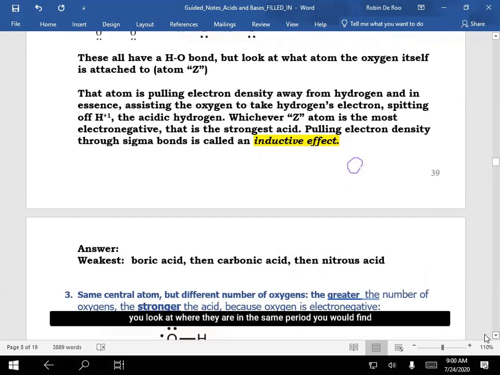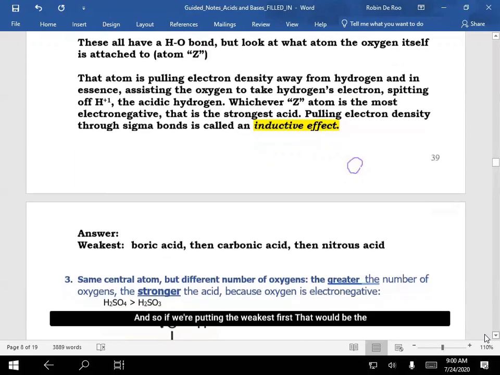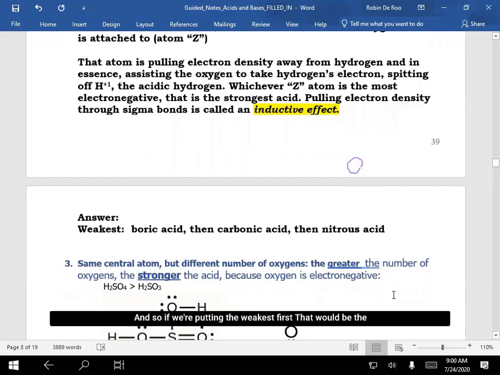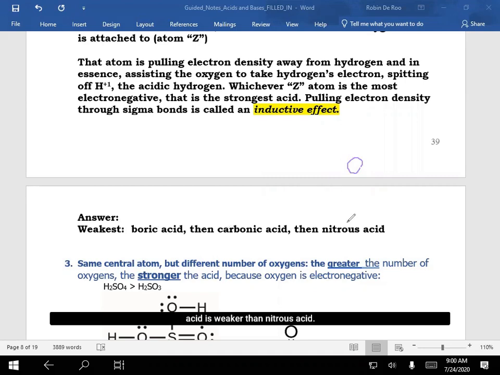So if you look at where they are in the same period, you would find that nitrogen is farther to the right of carbon, carbon is to the right of boron, and so nitrogen is more electronegative than carbon, carbon is more electronegative than boron, and so if we're putting the weakest first, that would be the boric acid. So without even values and using the trends in the periodic table, you would say the boric acid is weaker than carbonic acid, is weaker than nitric acid.